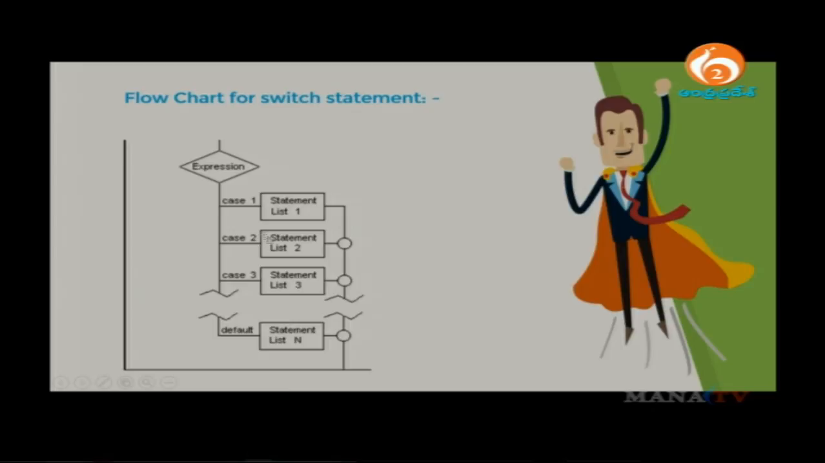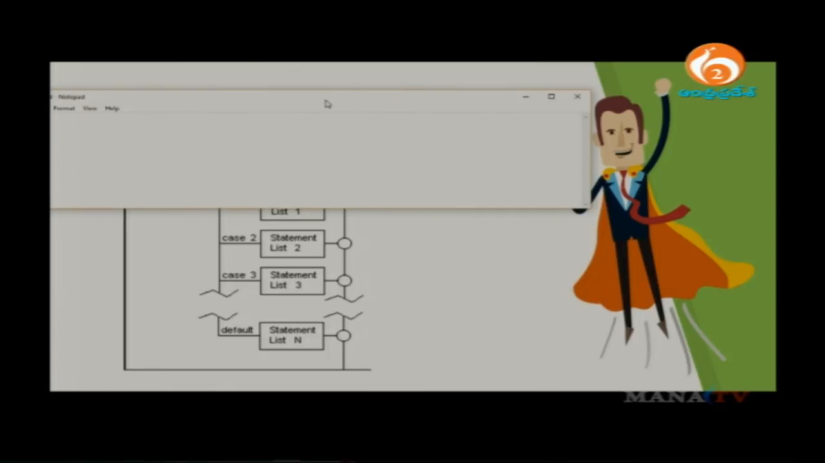If case 2 is wrong, it goes to case 3. Like this, there will be a number of cases here, and all the cases will be checked. As soon as all the cases have been checked, you have a last one as default. Default, in a sense, means that all of these cases are wrong, so the default case will be executed. If you put any statements here, those statements get executed and it directly comes out of this particular switch. Yes. To understand this more clearly, I am going to show you a simple example for a switch statement.